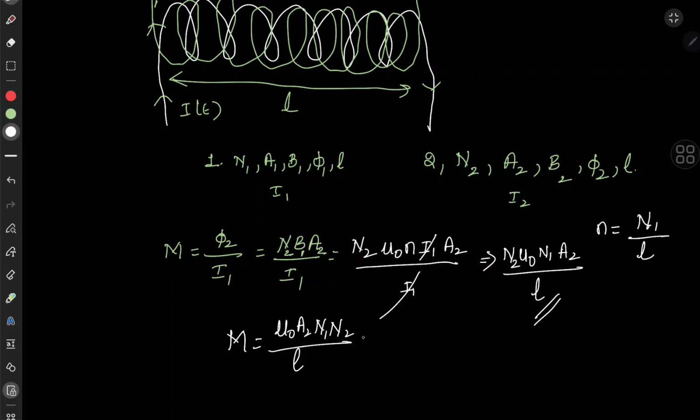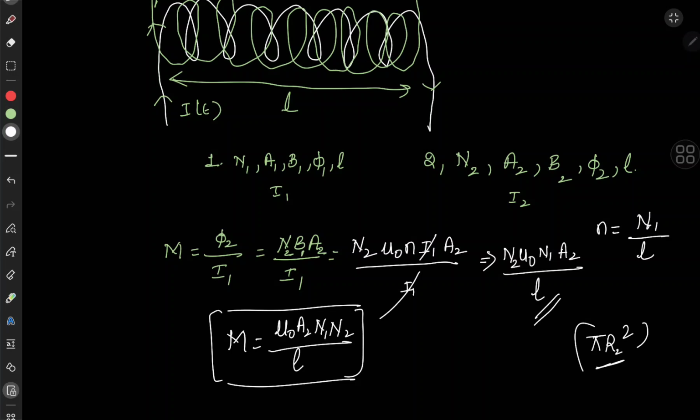Okay, so then area we can write it in another form, in terms of radius: pi r square. For the coil, this has some area, which is pi r2 square. But that's not required. If you want to write it you can, but this is enough. So A2 represents the area in the second coil.